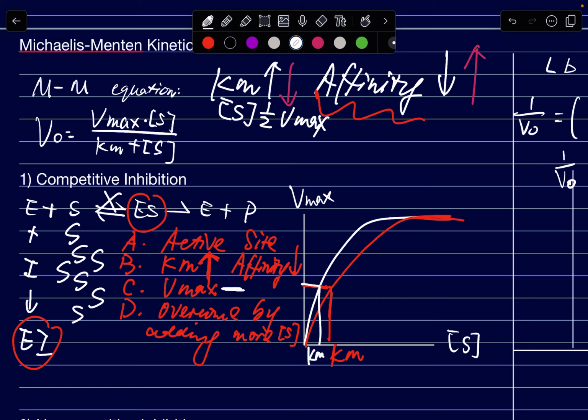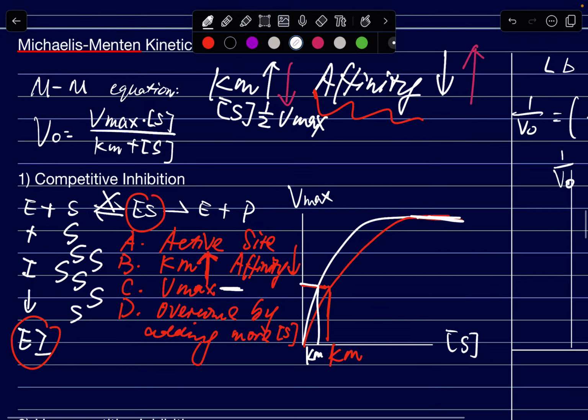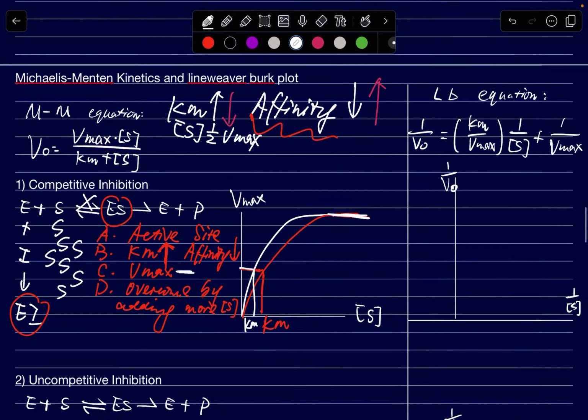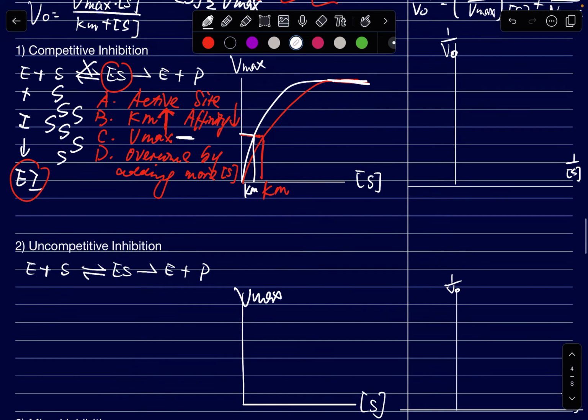See, my red Km after the competitive inhibition increased, right? It shifted to the right. And then my Vmax is the same here. Okay, all right. So now let's move on to uncompetitive inhibition.